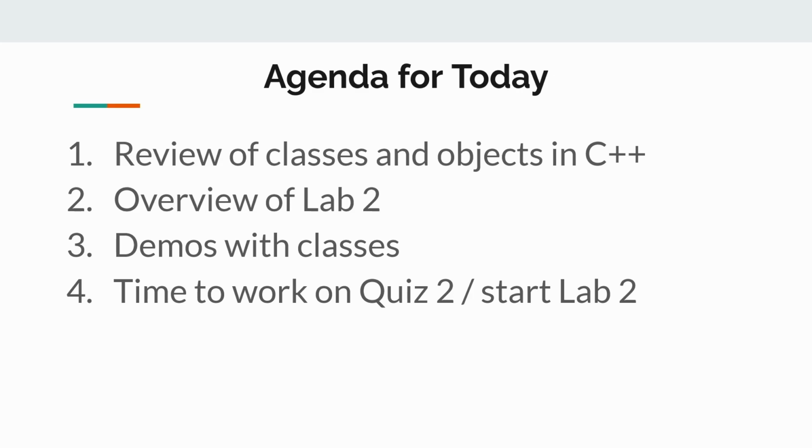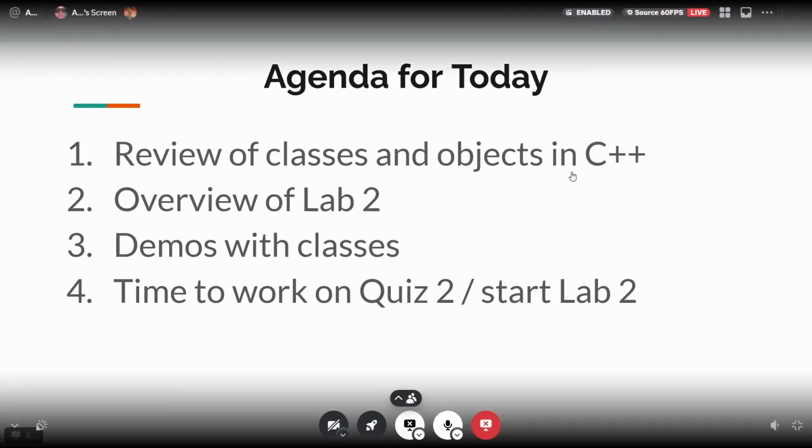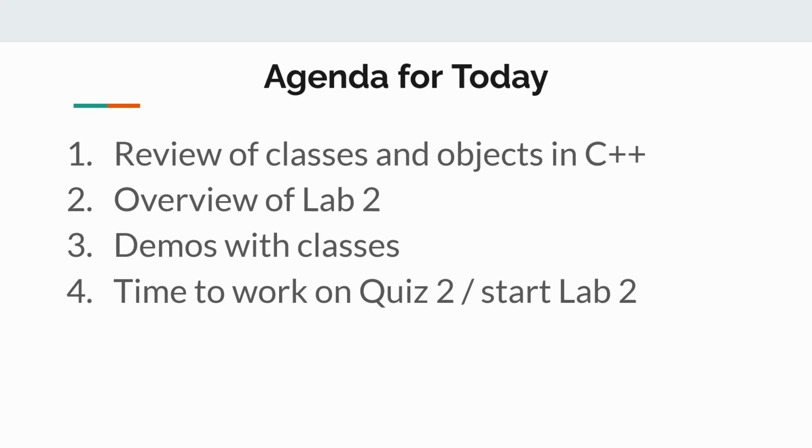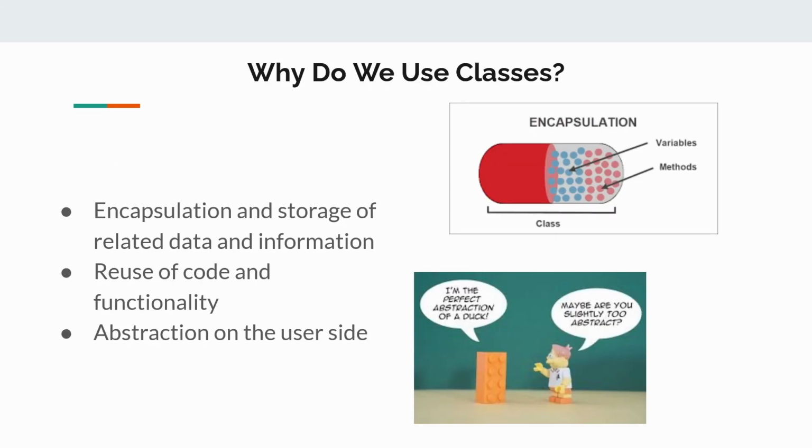So our little agenda, we're just going to do a quick overview of classes and, more in general, objects in C++. And we're going to hit a quick overview of Lab 2 and some demos to show you what we're talking about. And that's about it. Because we don't have class, you're going to have to do quiz 2 on your own. But make sure to use the Discord to ask questions if you really need help. All right, let's get started.